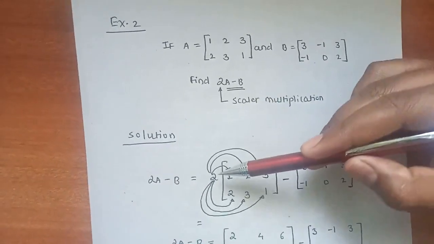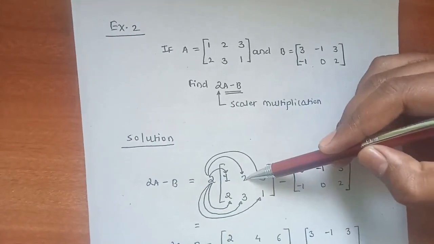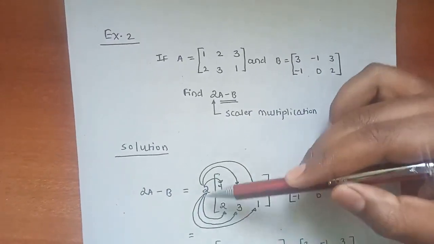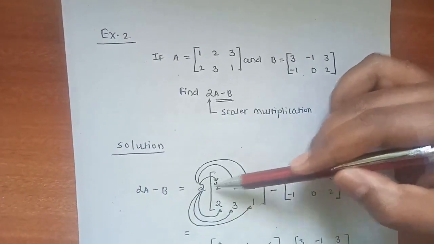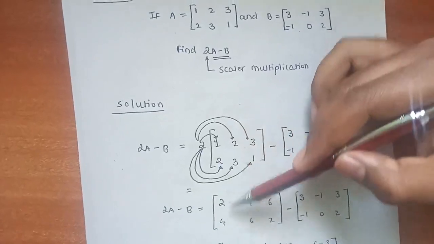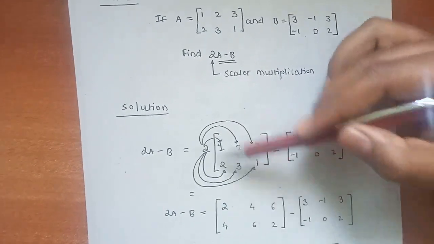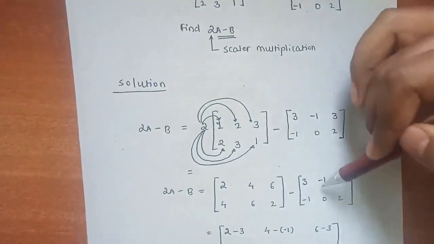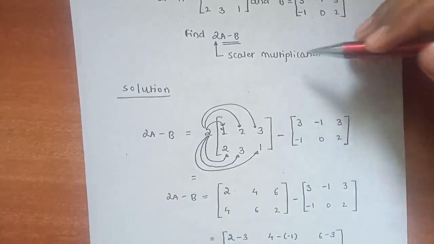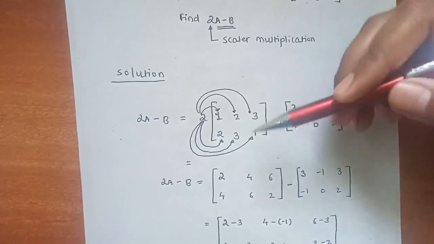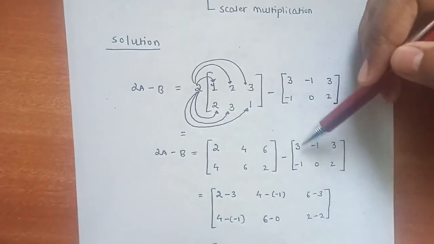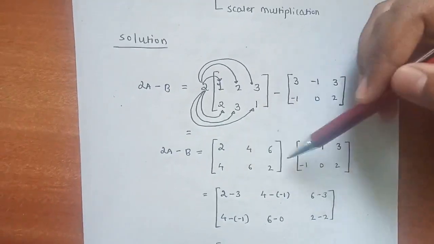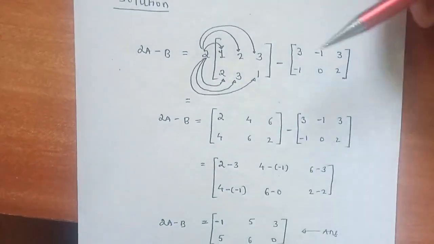So while multiplying the 2 with this matrix, we have to multiply the 2 to every element. That means 2 into 1 is 2, 2 into 2 is 4, 2 into 3 is 6, 2 into 2 is 4, 2 into 3 is 6, and 2 into 1 is 2. So after completion, write the matrix down as it is. And then as we discussed in the last example, the position of 2 and the position of 3 is the same. So we can subtract the 2 and 3. So 2 minus 3 is minus 1.